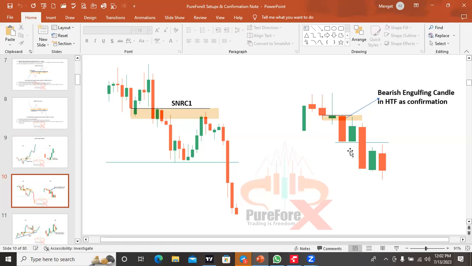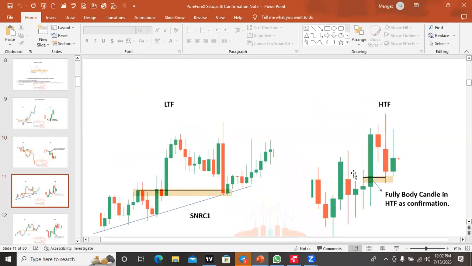So let's continue. This is another example, SNRC1 for buy. When you look at the chart, you will see that this is resistance. When you change to the line chart, you will see that this is a strong resistance aligned with what? With rally-base-rally. Price comes back there, we buy.